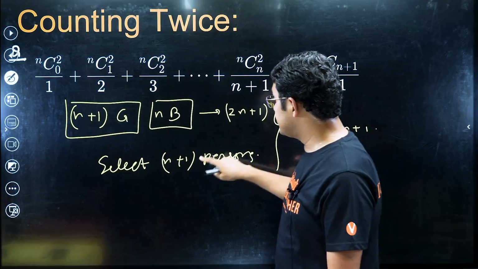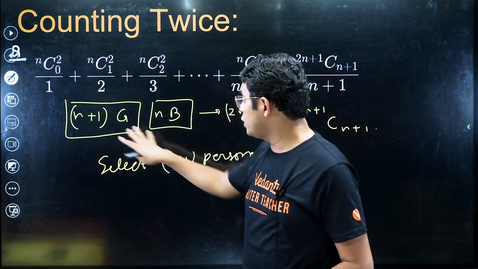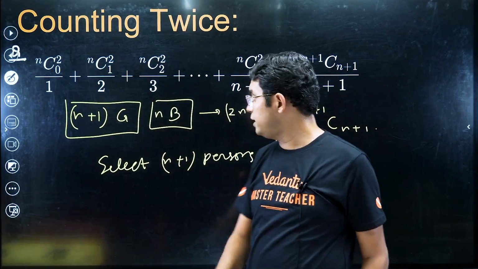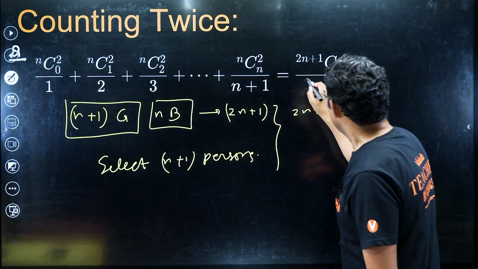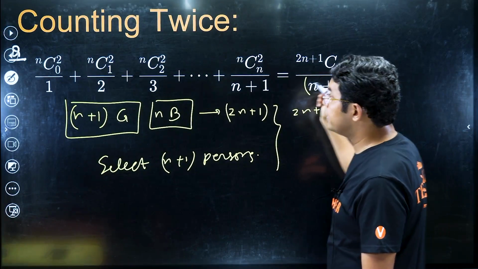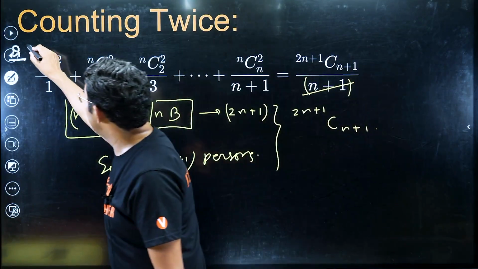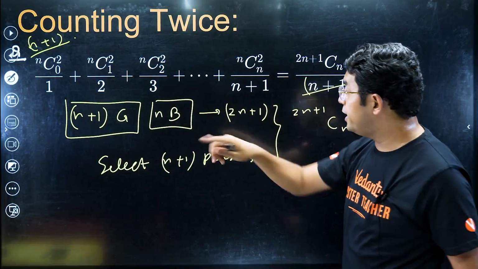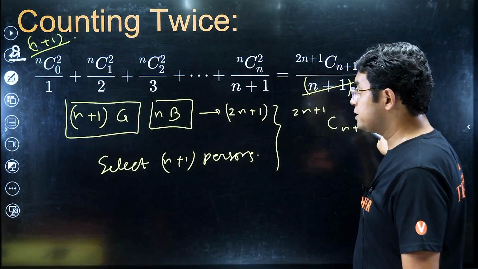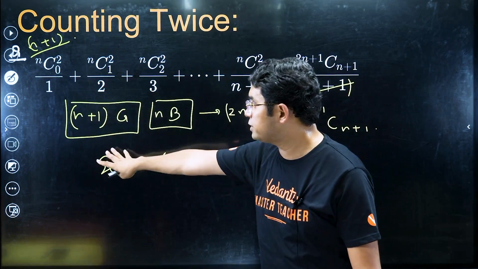Now because we are selecting n plus 1 persons, there has to be 1 girl at least. You cannot do this selection without having at least 1 girl in this selection. So that is 2n plus 1 C n plus 1. In fact, here also I will take this n plus 1 multiplied on the left hand side. So you just cancel it from here and multiply this n plus 1 here. So it is very much similar to what we did earlier. Now this is 2n plus 1 C n plus 1 ways to select n plus 1 persons from these 2n plus 1 persons, where there are n plus 1 girls and n boys.